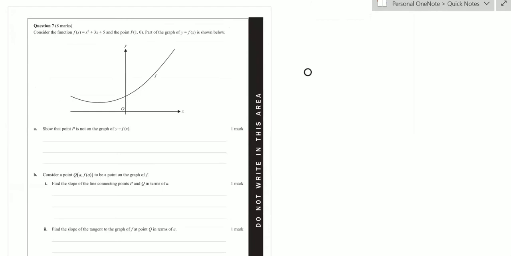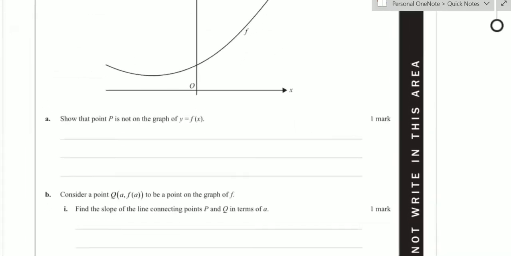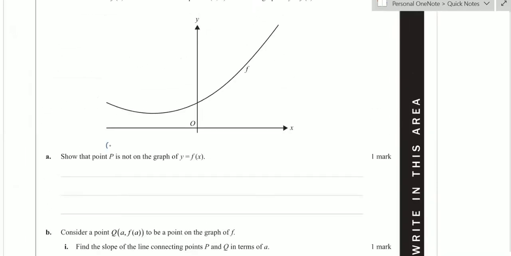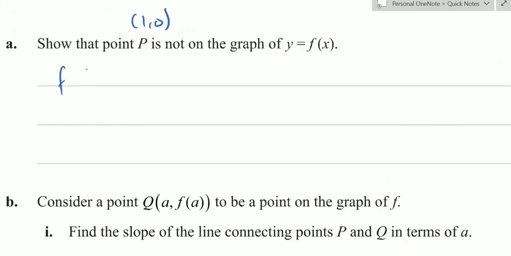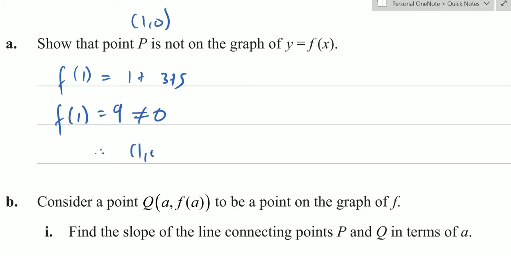So question 7. Show that the point P is not on the graph of f(x). P is the point (1, 0), and f(x) is x squared plus 3x plus 5. So you would say, what is f(1)? f(1) is 1 plus 3 plus 5, f(1) is 9, which is not equal to 0. Therefore, (1, 0) is not on the graph of f(x).